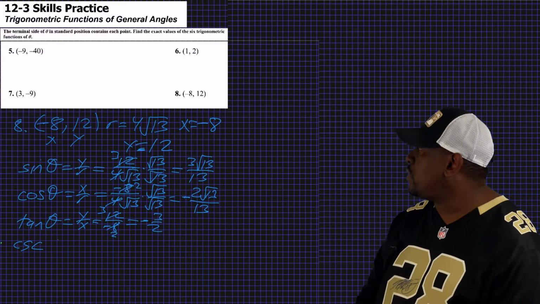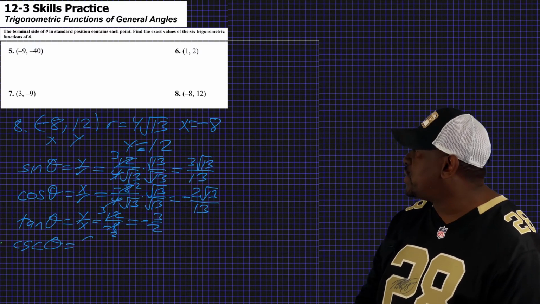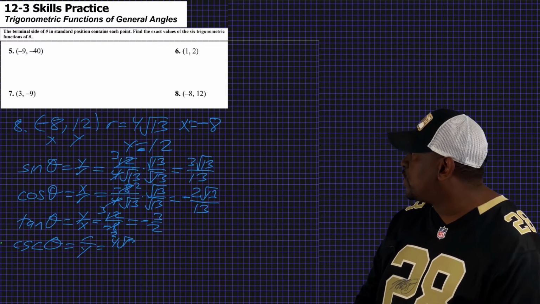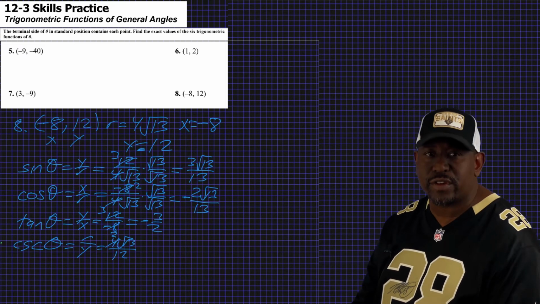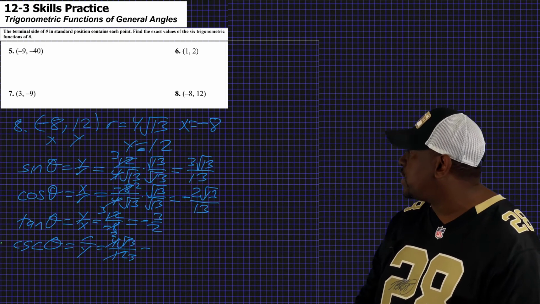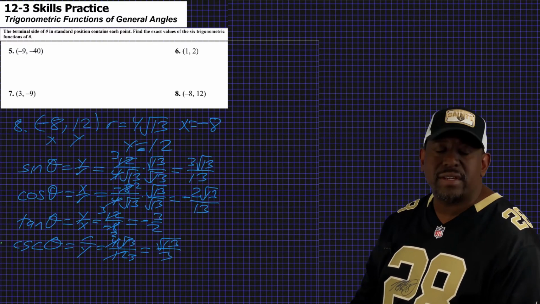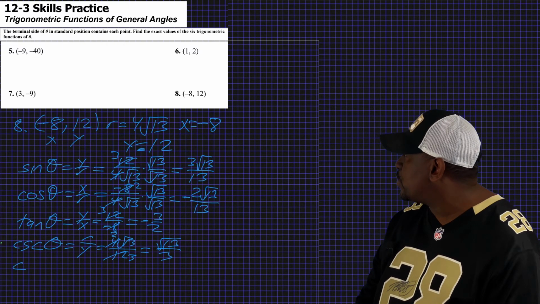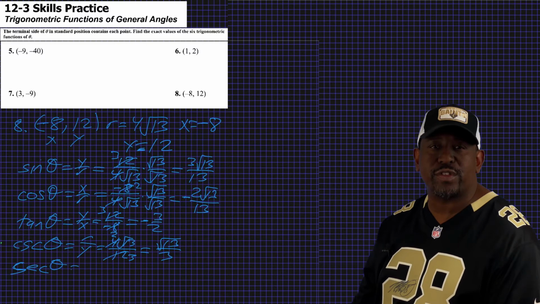Now, we get the reciprocal values of the first 3 trig functions. Cosecant theta is the inverse of sine. So we flip that over and we will have 4 times the square root of 13 over 12. Since the denominator is already a rational number, we don't have to multiply by the square root. And so we divide both by 4 and our final answer is the square root of 13 over 3.